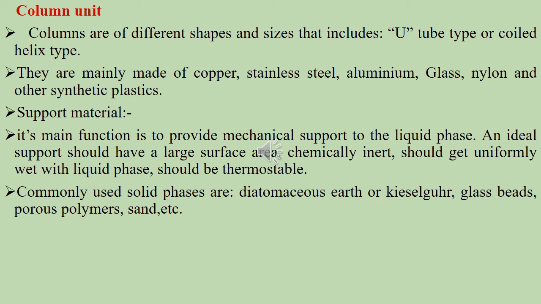Column unit. Columns are of different shapes and size that includes U-tube type or coiled helix type. They are mainly made up of copper, stainless steel, aluminum, glass, nylon and other synthetic plastics. Support material. Its main function is to provide mechanical support to the liquid phase. An ideal support should have a large surface area, chemically inert, and it should get uniformly wet with the liquid phase, should be thermostable. Commonly used solid phases are diatomaceous earth or kieselguhr, glass beads, porous polymer, sand, etc.